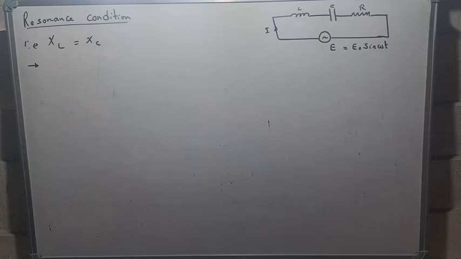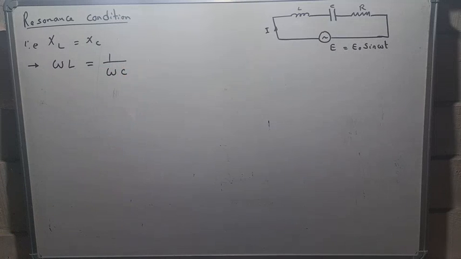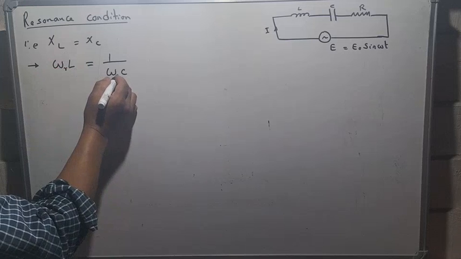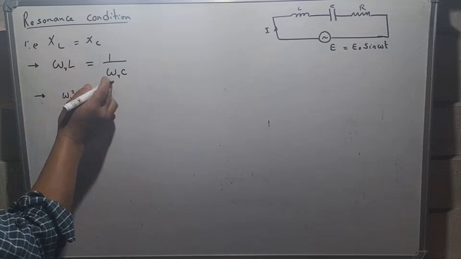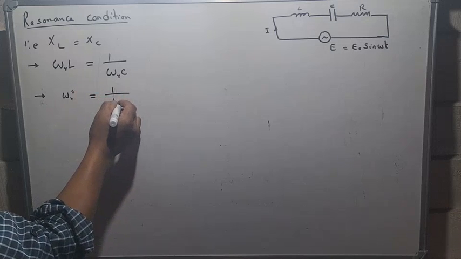Now, what is the value of XL? XL, if you remember, is equal to omega L. What is XC? 1 upon omega C. Now, because we are talking about the resonance condition, the angular frequency should also correspond to the resonance angular frequency. So I will not write only omega, but I'll write omega R like this. Then if you multiply, you'll get omega square equals 1 over LC on the right-hand side.